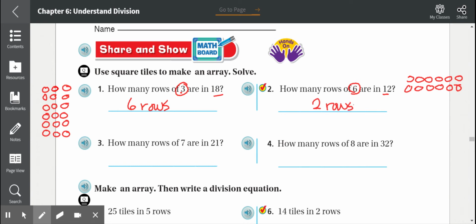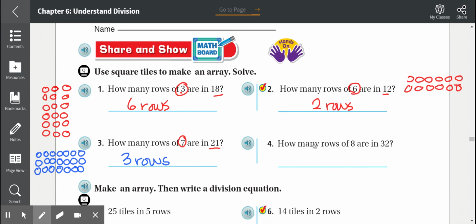Okay. Let's do number 3. How many rows of 7 are in 21? Now we're going to draw a row of 7, and then we're going to keep doing it until we get to 21. 1, 2, 3, and so on up to 21. That's 3 rows.